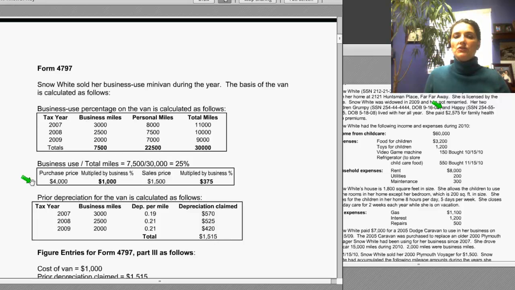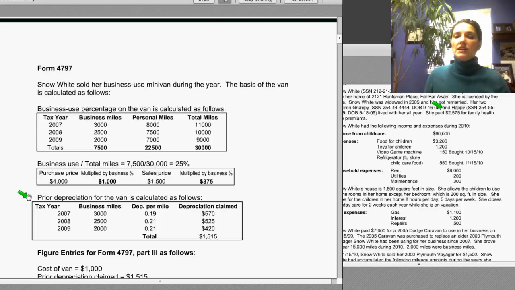Now we look at how much Snow White originally paid for that minivan when she bought it. And in the wording of the problem, I told you she paid $4,000 for that minivan. And we multiply that $4,000 purchase price by the business use percentage. That gives us $1,000 of business cost. The sales price is $1,500, but we're going to multiply that as well by the business use percentage. So $1,500 multiplied by 25% is $375 of proceeds from the sale of the minivan.